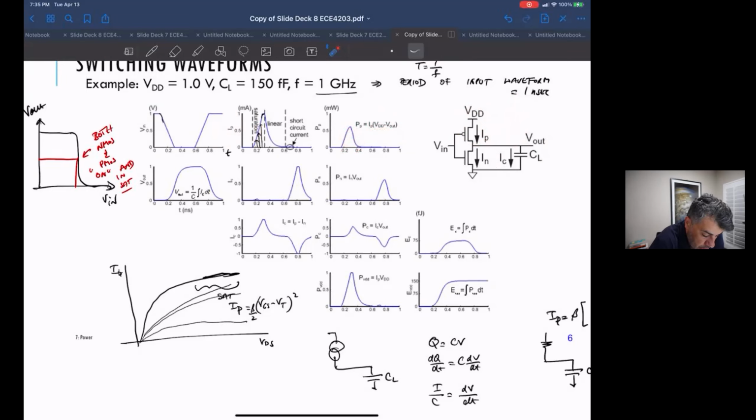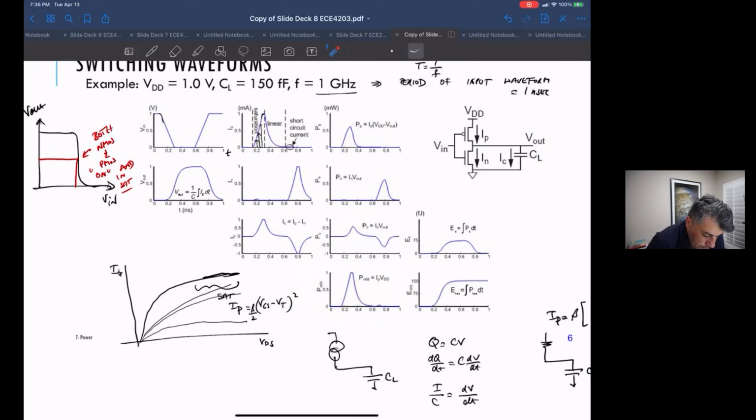Same thing with the power across the NMOS. And then this is the power going in and out of the capacitor. And then this is the power from the supply voltage. If you look at the power across the supply voltage, that's the current of the PMOS times the supply voltage. So this curve looks a lot like just the curve of the PMOS current. This is getting multiplied by VDD, which is 1 volt.